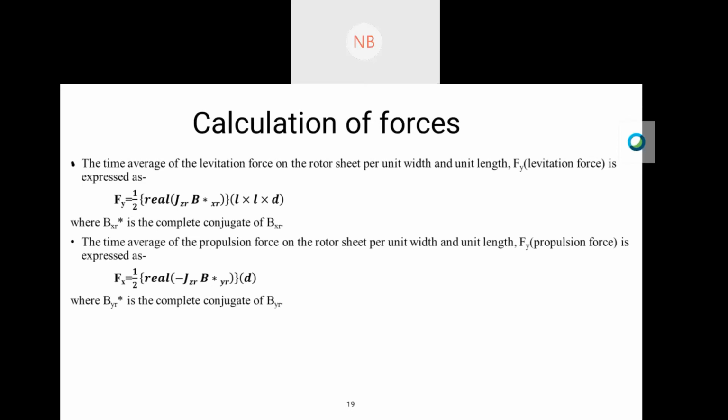So the next slide is the calculation of the forces. We know the formula F equal to J cross B. We can calculate the formula for the levitation as well as the propulsion force. By taking the real part of the linear current density and magnetic flux density, I can calculate the value of levitation force, which is taken to be the average value of it. And then the propulsion force is calculated, taken as the average value of the real part of the linear current density and magnetic flux density, and further graphs are obtained.